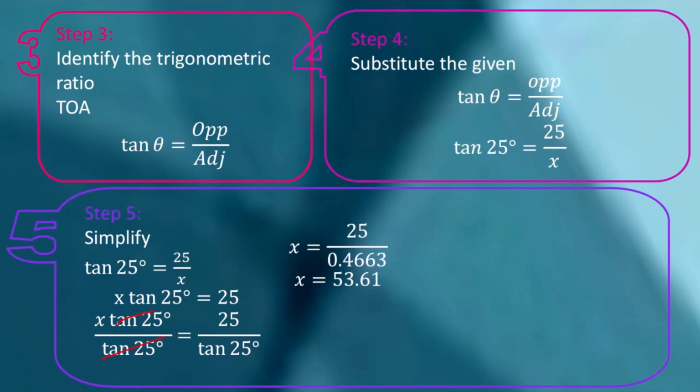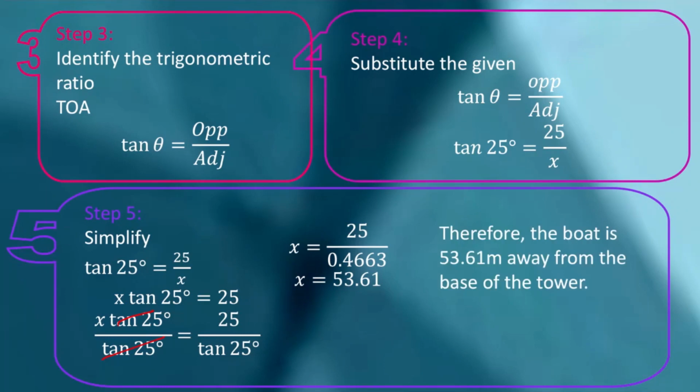The answer is 53.61. The x is equal to 53.61. Yan, conclusion po tayo. Therefore, the boat is 53.61 meter away from the base of the tower.